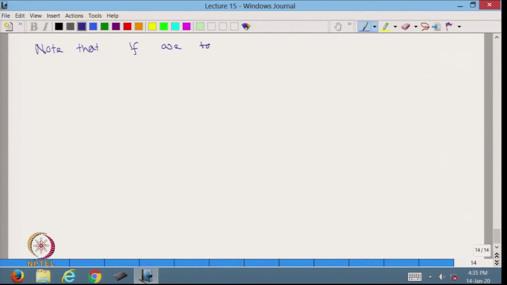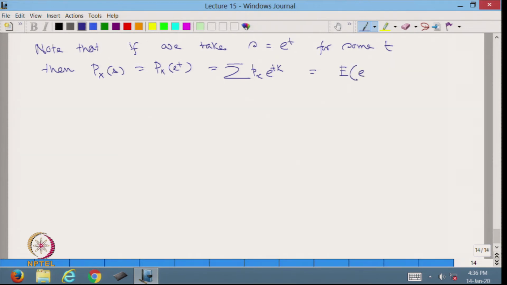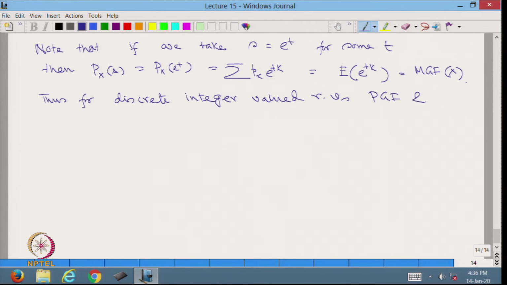Note that if we take s is equal to e to the power t for some t, then P x at s is equal to P x at e to the power t is equal to sigma p k e to the power t k is equal to expected value of e to the power t x, which is the moment generating function of x. Thus, for discrete integer valued random variables, probability generating function and moment generating function are closely related.